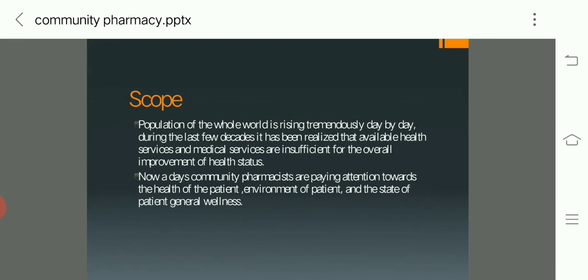What are the scopes of community pharmacy? As we all know, the worldwide population is increasing day by day, so the available healthcare and medical services are found to be insufficient for the overall improvement of health status. So nowadays, community pharmacists are paying more attention to the health of the patient, the lifestyle of the patient, and the patient's general well-being.